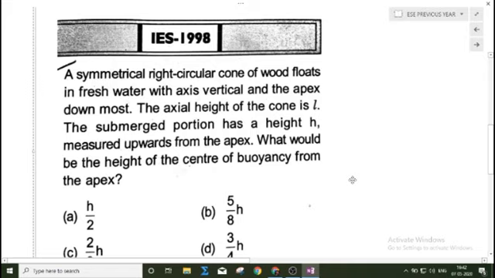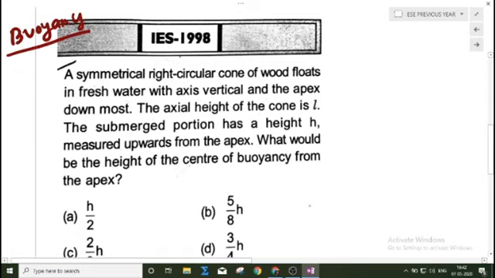A symmetrical right circular cone of wood. This is buoyancy, the third chapter. Already we have solved all the engineering service problems from the properties of fluid. Second, we have already solved all problems from the hydrostatic chapter: pressure measurement, hydrostatic force. Third chapter is called buoyancy and metacentric height.